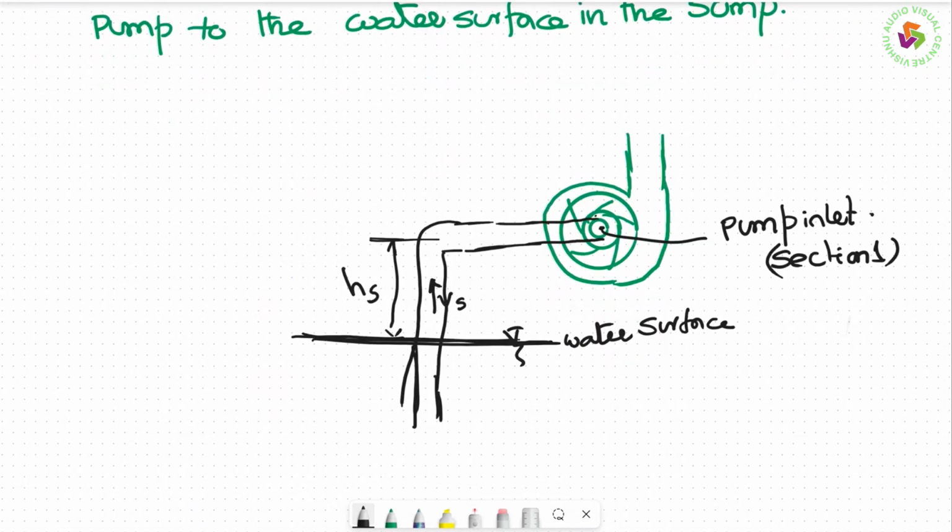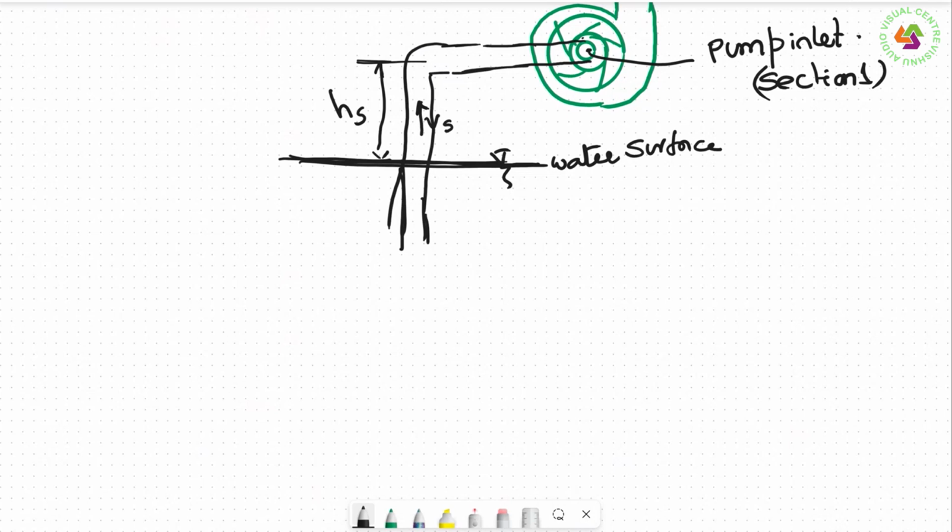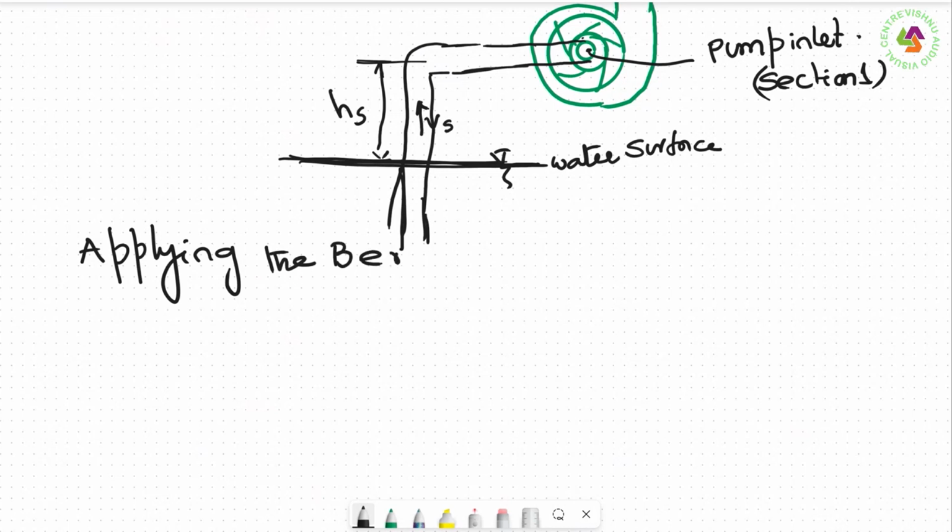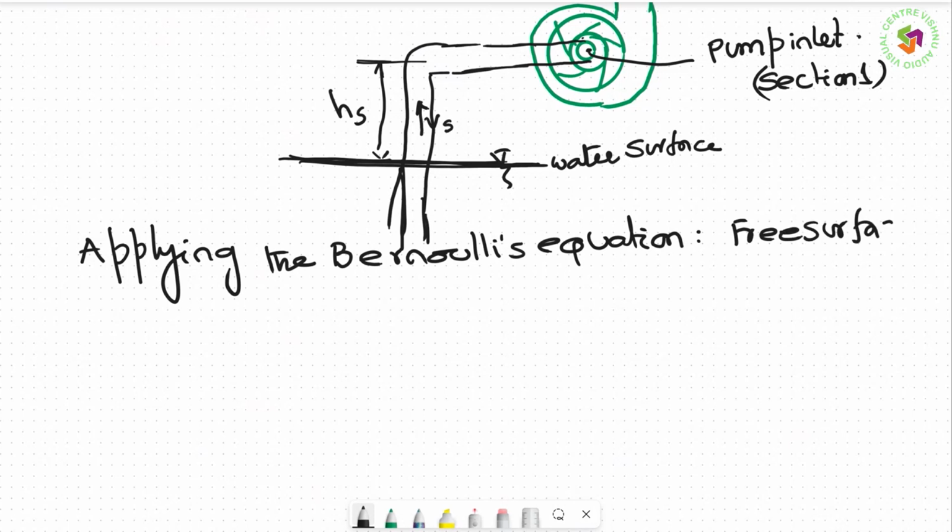Now I am applying Bernoulli's equation. Simple things. What are the two points? One is the free surface and the other is the pump inlet. Between these two points, I am applying Bernoulli's equation.